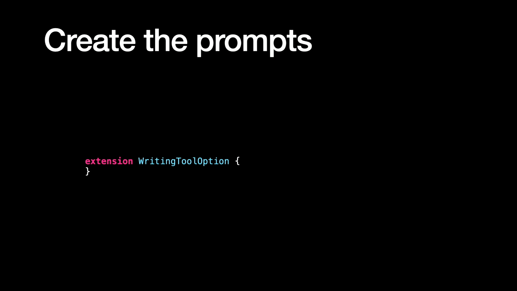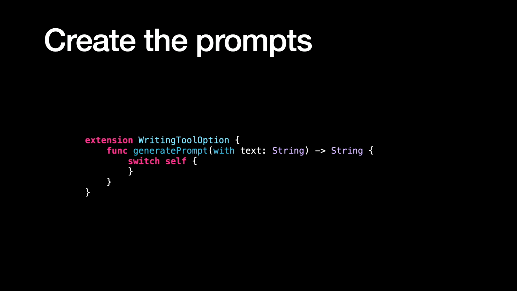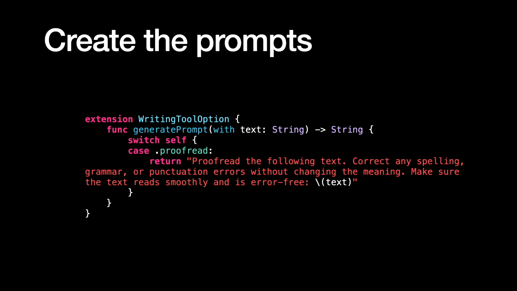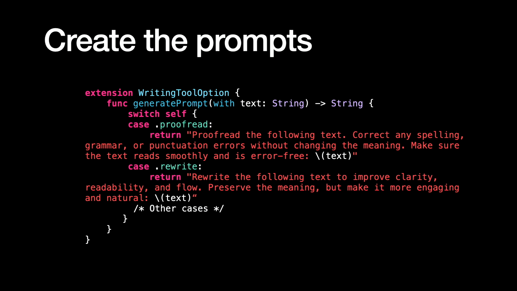Then we create an extension for that. We create a function inside that called generate prompt that we will hand the text that the user has entered. Then we switch over self, and then we can go through the cases. So for example, for the proofread case, we'll return the prompt of: proofread the following text, correct any spelling, grammar, or punctuation errors without changing the meaning. Make sure the text reads smoothly and is error-free. And then we're appending the text the user entered. We can do the same thing for rewrite and all the other cases.